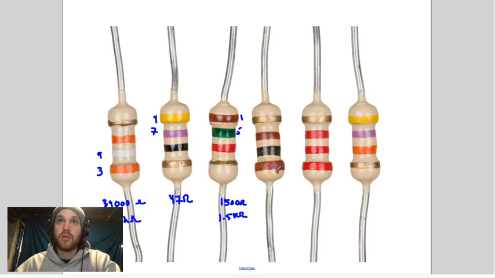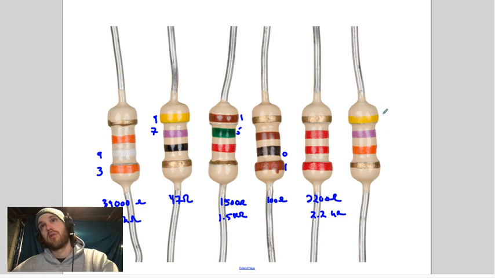And this is brown, which is 1, black 0, 1 0 with an additional 1. So that's 100 ohms. That's appropriate. 222, that's 2 2 with 2 zeros, or 2.2 kilo ohms. And the last one is 4 7, and orange is 3 zeros. So that's 47 kilo ohms, kind of like the first one. It has the same multiplier.